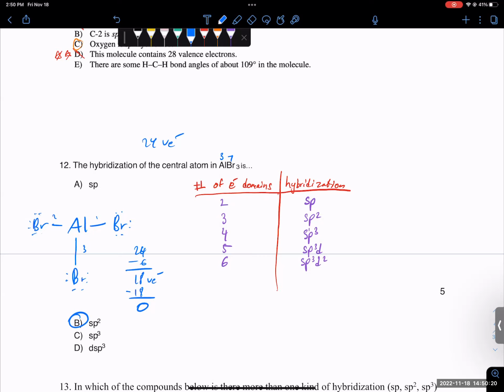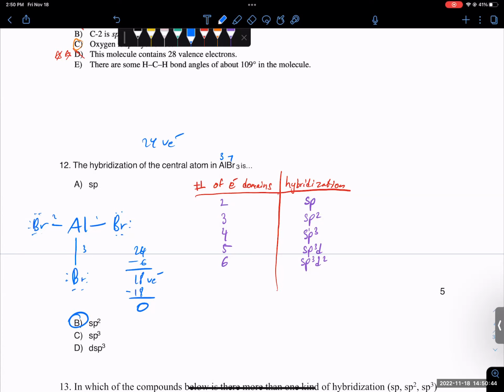If y'all are confused as well on the exam, go ahead and make the table. So list out your electron domains, 2 through 6, hybridization, you can list out all that, draw out the Lewis structure, and then look at how many things you have attached to your central atom. Most likely for hybridization, they'll ask you only about the central atom. But in case they ask you about a surrounding atom as well, you can just do the same steps and you'll get the same result.